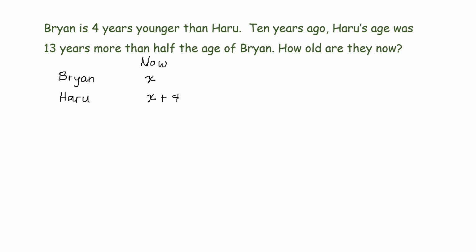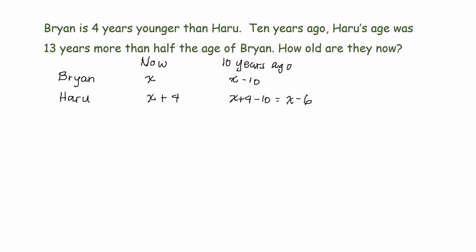10 years ago, let me write that again. 10 years ago, Brian is X minus 10. And Haru was X plus 4 minus 10. So to simplify, 4 minus 10 is negative 6. So this is also equal to X minus 6.